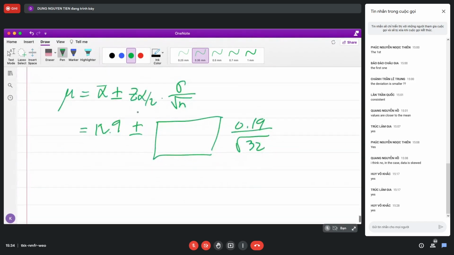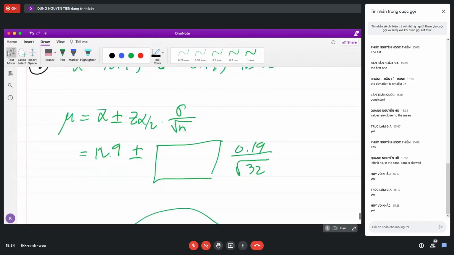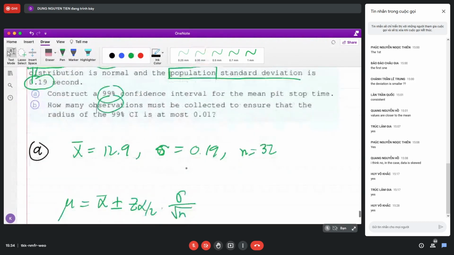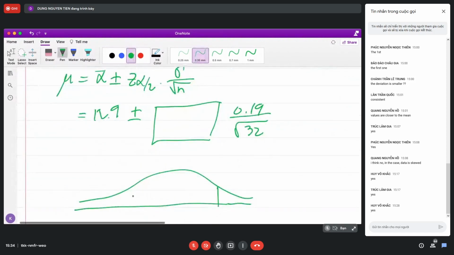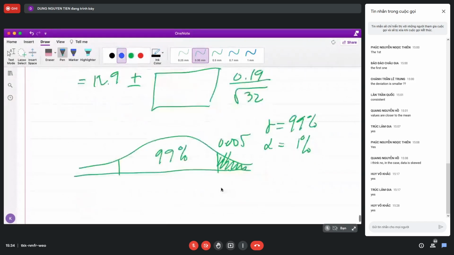Now you want to determine the z value. For the z value, you need to have a look at the confidence level. In this case, you get 99%. 99% is the point such that this area is 99%. Or let's say gamma is 99%, and alpha is 1 minus gamma, which is 1%. And the area to the right is only half of alpha, so you get 0.005. Therefore, the point we have here is z 0.005.